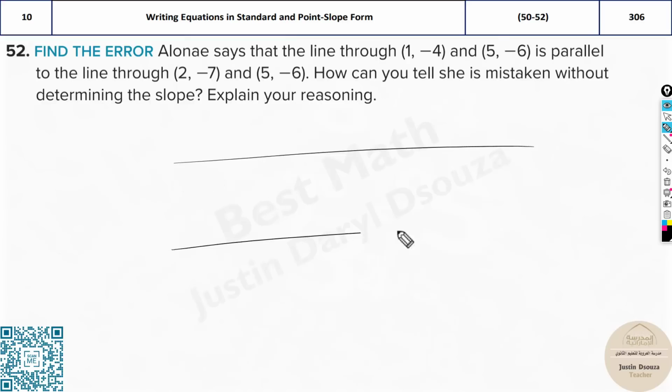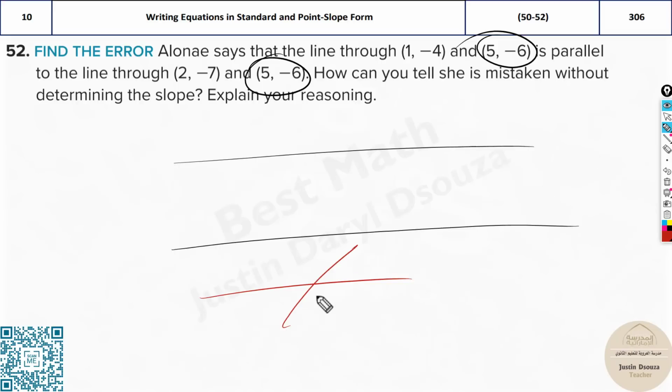That means they will never touch each other, right? But look at this point and this point. What can you see there? They are the same points. So that means no matter what, the lines are going to touch somewhere at 5, minus 6. Isn't it? So this is why we can tell she's wrong.